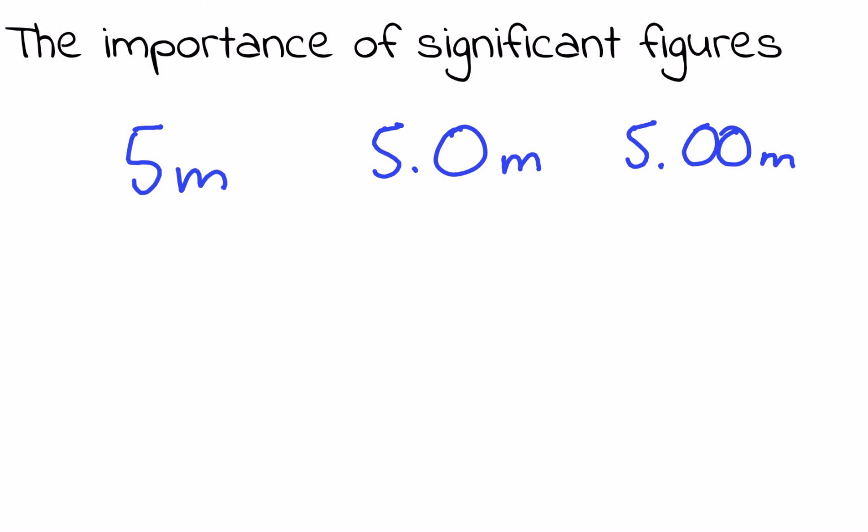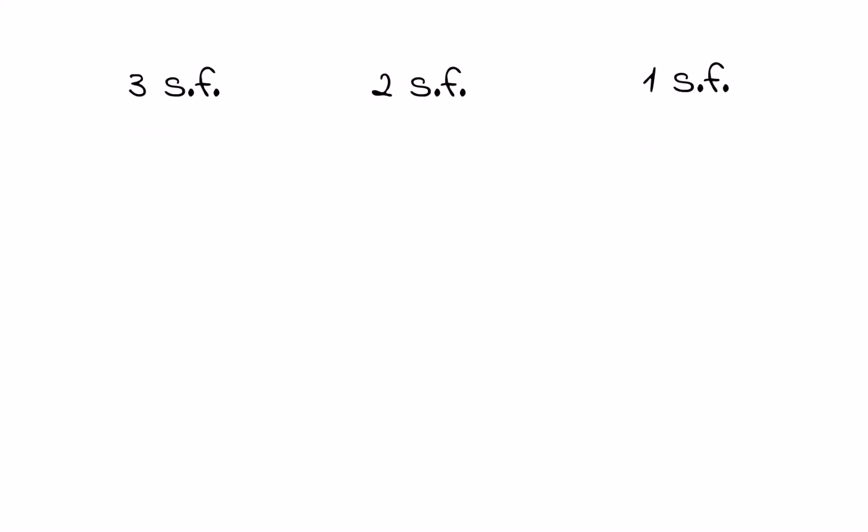The number 5.00 is given to 3 significant figures, or 3 s.f. To find the number of significant figures, you must count up the total number of digits, starting at the first non-zero digit, reading from left to right. So let's look at an example.